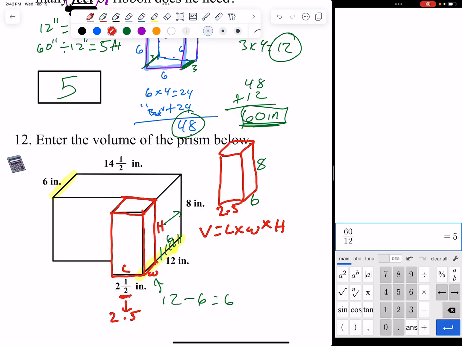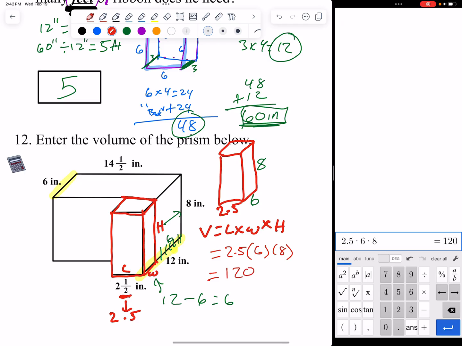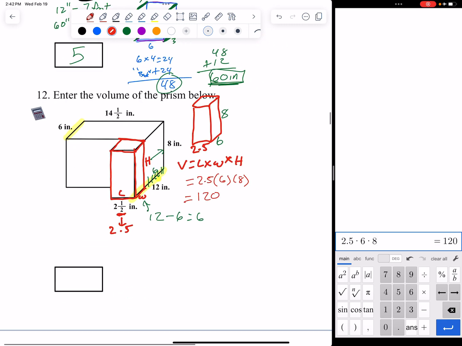Let's hope so. I got volume equals 2.5 times 6 times 8. All right. So what does that give me on my calculator? 2.5 times 6 times 8. Did I write it correctly? Looks like it is 120. Well, that's the first part. Now I got to do the bigger one. Can you see it?